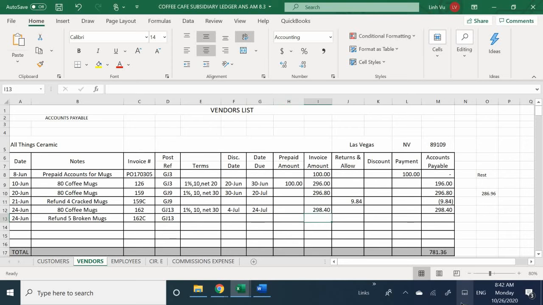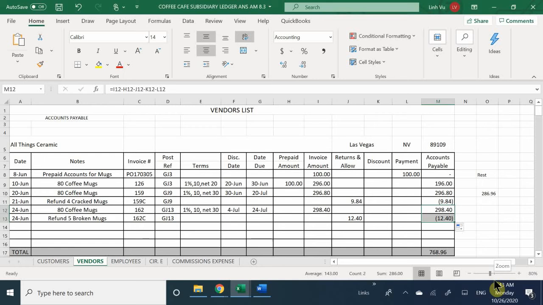Let's go straight to return and allowances. For how much? For 1240? I know there's the formula there. 1240. The total. Yeah, for each. This is for the total amount of invoices.